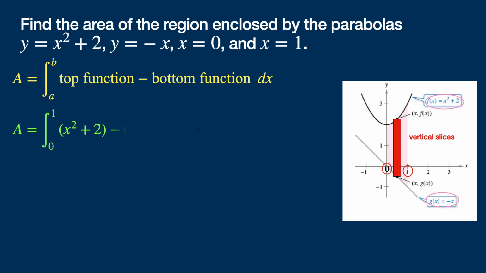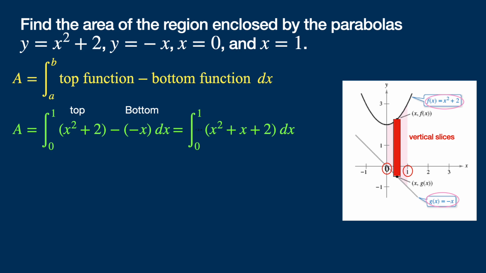So we set up the integral from 0 to 1. The top function is x squared plus 2. The bottom function is negative x. The simplified integrand is, from 0 to 1, x squared plus 2, negative negative becomes positive, x. I switched x and 2 right there, guys.